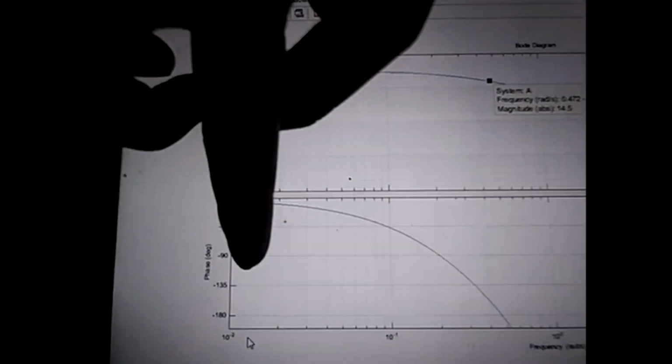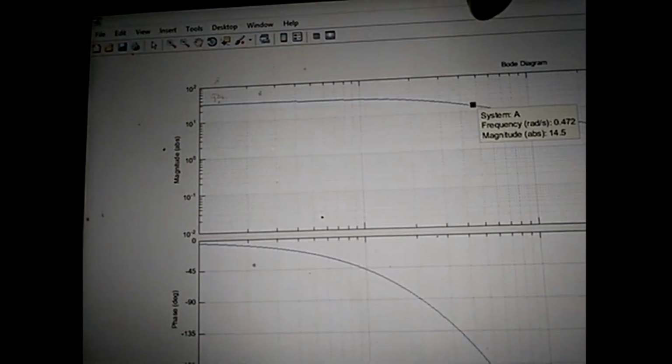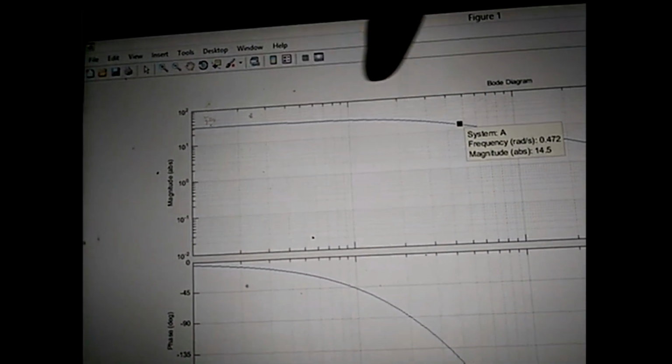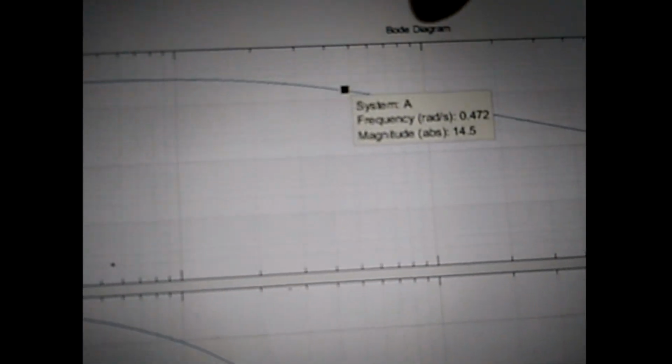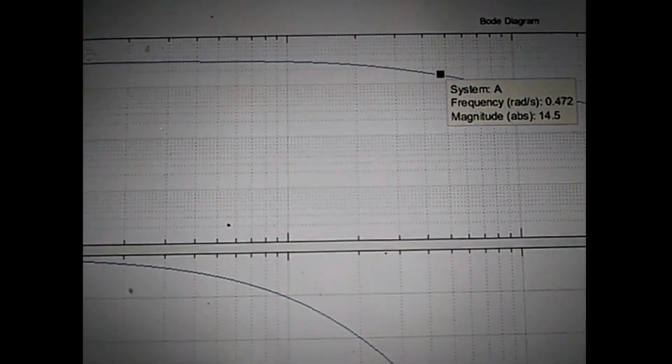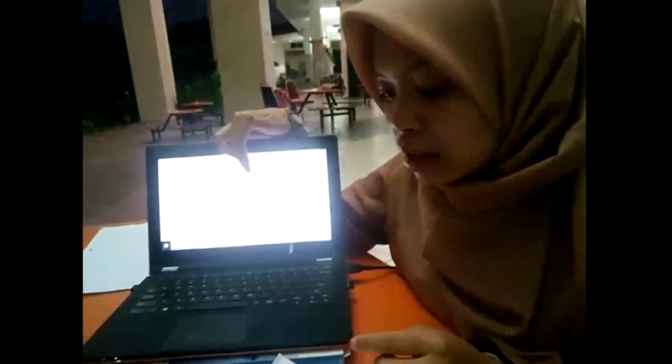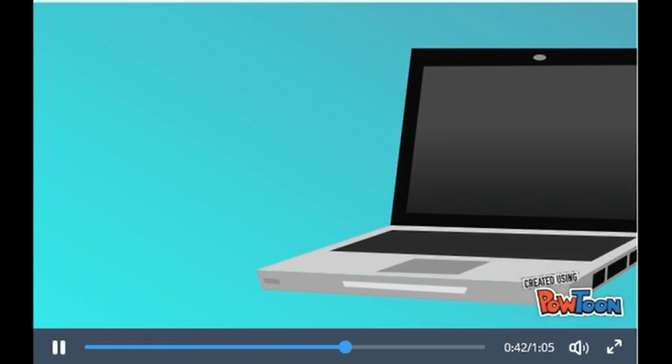So how to read KCU from this graph? Firstly, we read from 180 and we make a straight line from the curve which intercepts the 180 line, and then we make a vertical straight line and intercept with this curve. So from this we read the y value, which shows the magnitude of 14.5. So from the formula, KCU equals 1 over 14.5.